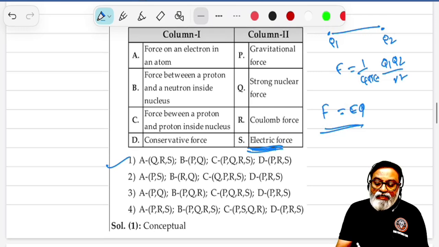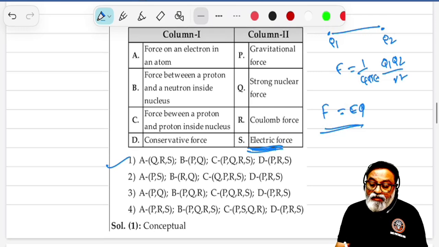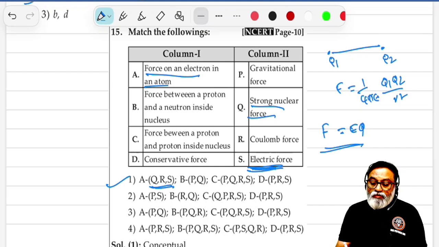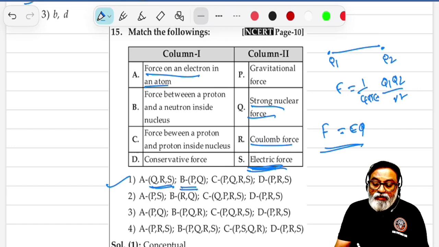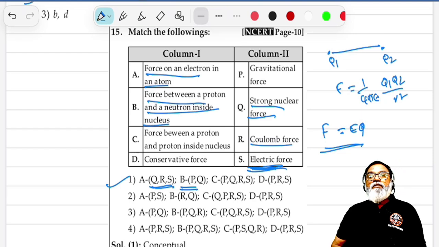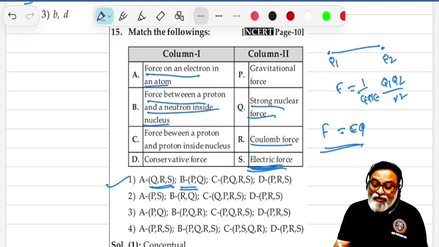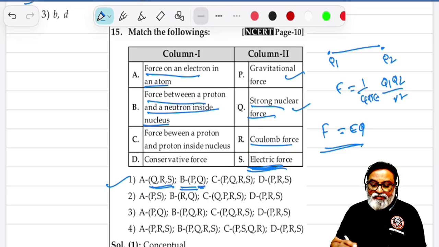Force on an electron in an atom: it is strong nuclear force, Coulomb force, and also electric force. B matches P and Q. Force between proton and neutron inside the nucleus: proton and neutron both have mass, therefore it is P, gravitational force, and also Q, strong nuclear force, inside the nucleus. Like that, therefore answer 1 is correct.